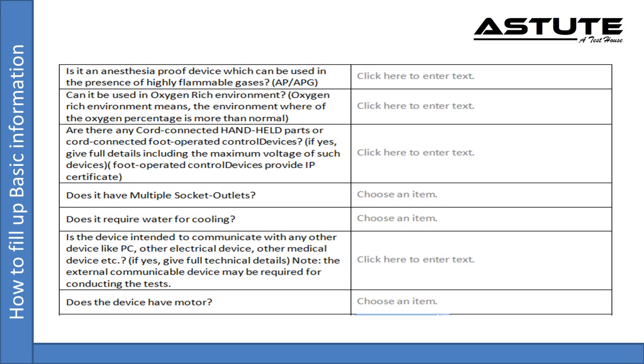Category APG is related to rating for ME equipment or an ME equipment part complying with specified requirements on construction, marking, and documentation, in order to avoid sources of ignition in a flammable anesthetic mixture with oxygen or nitrous oxide. Oxygen-rich environment means the environment whereof the oxygen percentage is more than normal.